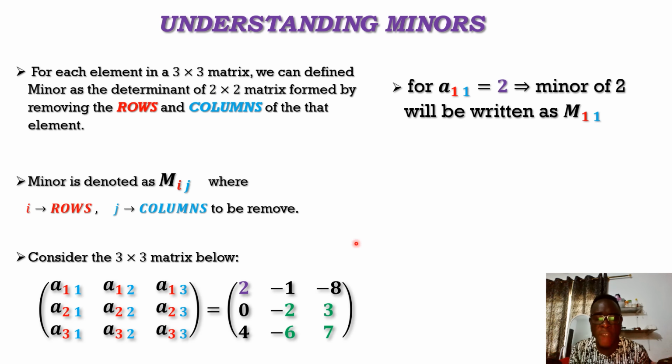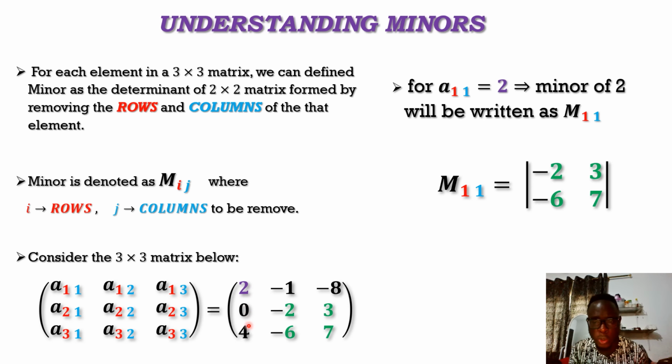So if I want to find the minor of element 2, here it is being marked with a purple pen. So the minor of element 2 means that we need to find the determinant of the 2 by 2 matrix left when you remove the first row and the first column. In this case, the 2 by 2 matrix left to find the determinant of will be the minor, which will be the green elements here, -2, 3, -6, and 7.